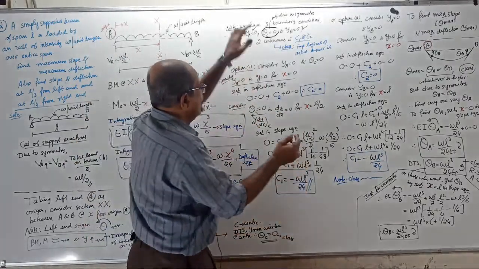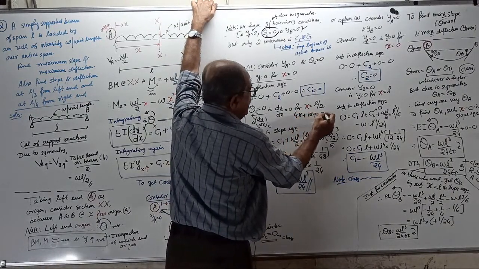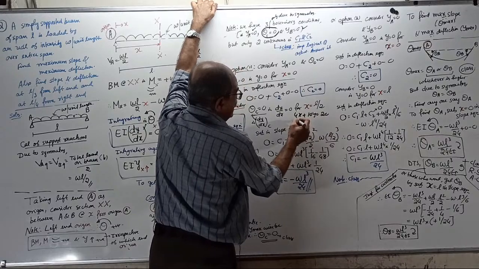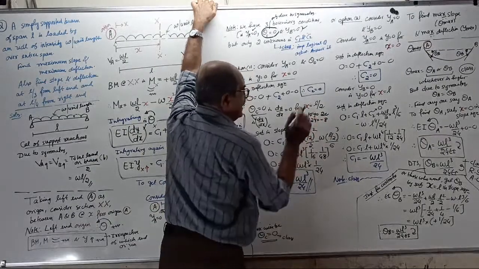Like see, 4x plus 10y equal to 20. If you write by chance 8x plus 12y equal to minus 8, correct?